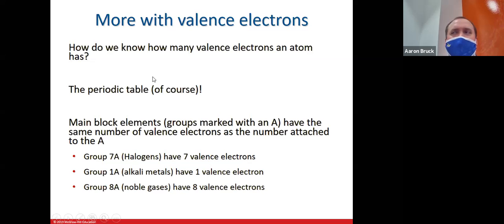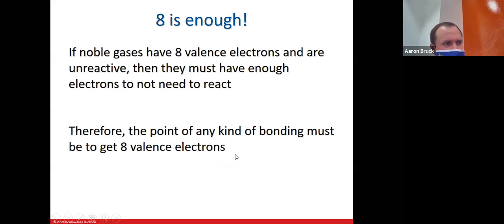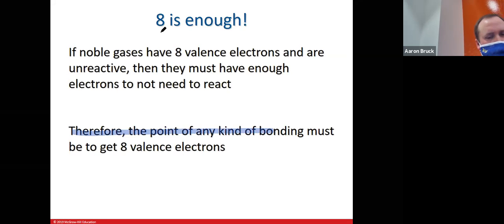Now we start to piece together the full picture. If our noble gases, which have 8 valence electrons, do not react, and all of the other ones with all of the other different kinds of valence electrons do, then there must be something about that number 8. And the main crux of the issue is that bonding exists to get us to 8 valence electrons. So the noble gases already have 8. They don't bond because they already have what they need. Everything else bonds in some kind of way to get to 8 electrons.